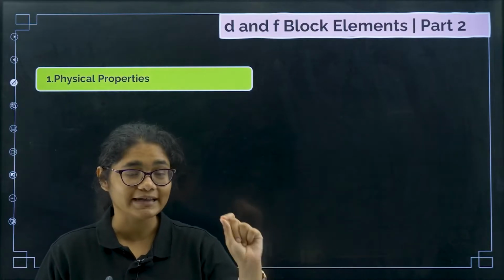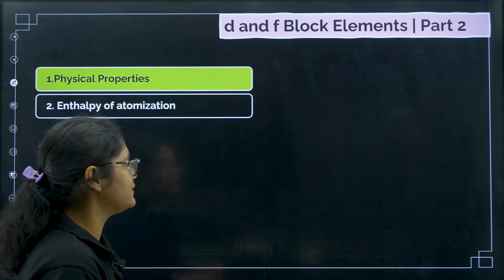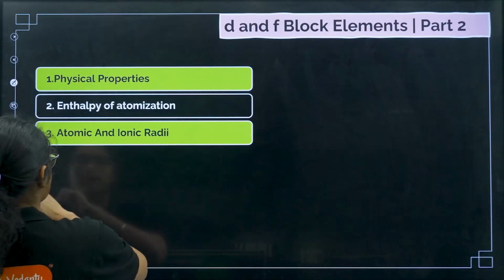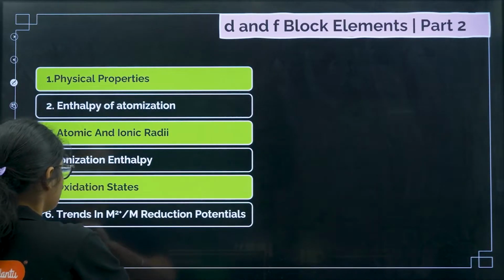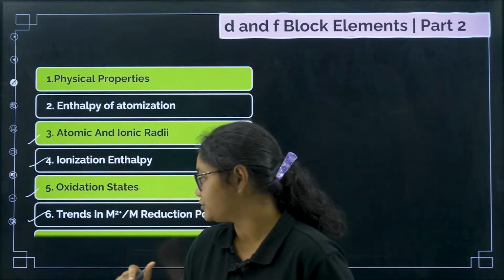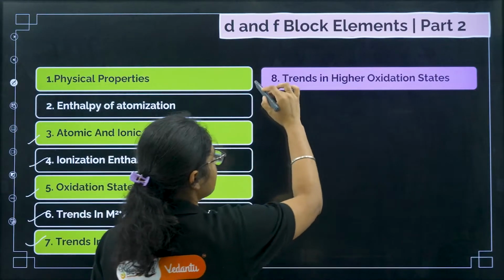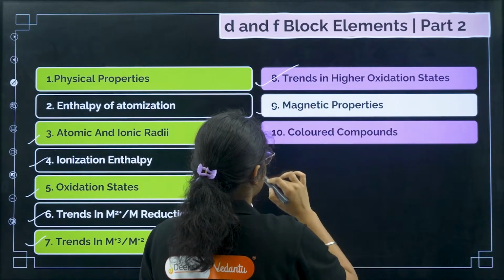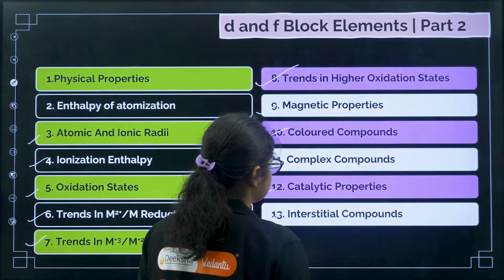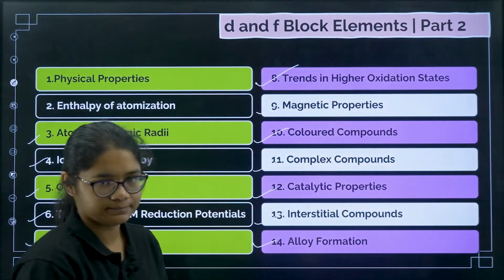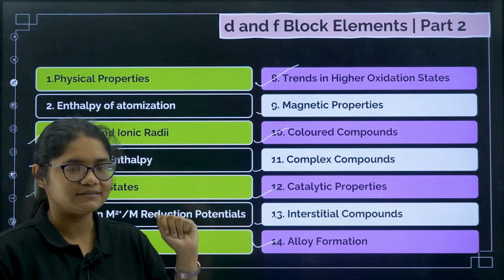There are, as I told you, 14 trends that we are going to discuss. The first one is physical properties, second is enthalpy of atomization, third atomic radius, fourth ionization enthalpy, fifth oxidation states, sixth trend in M2 plus to M reduction potential, seventh trends in M3 plus to M2 plus reduction potential, then higher oxidation states, magnetic properties, colored compounds, complex compounds, catalytic properties, then interstitial compounds, then alloy formation.